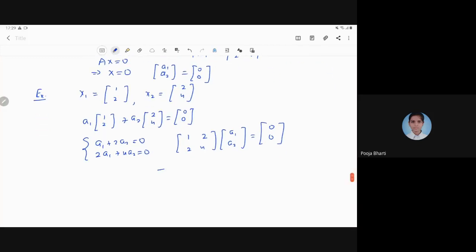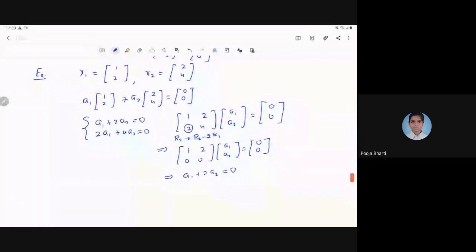So how to solve it? Make 0 here, or you could calculate the determinant also, whichever way you decide. Which operation will work to make 0 here? R2 is replaced by R2 minus 2R1. And you see the second row completely becomes 0. That means you are left with only one equation, a1 plus 2a2 equal to 0.